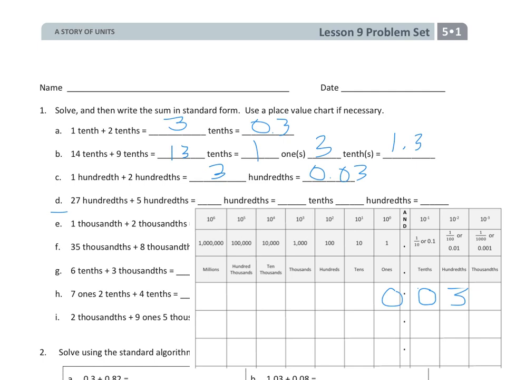1D, 27 hundredths plus 5 hundredths. So how many hundredths would that be? 27 plus 5 would give us 32 hundredths. So this is 32 hundredths on the place value chart. As you can see, the 3 needs to come up to the tenths column, and the 2 stays in the hundredths. And we need to put a 0 in the ones. So that means we have how many tenths? There's 3/10. How many hundredths? There's 2 hundredths. So as standard form, we're going to write it as 0.32.